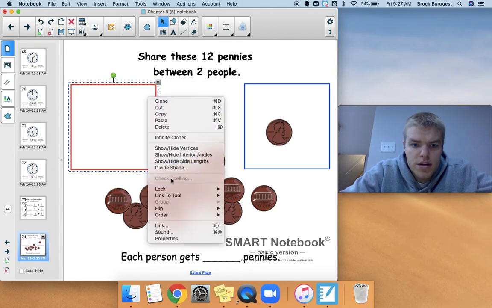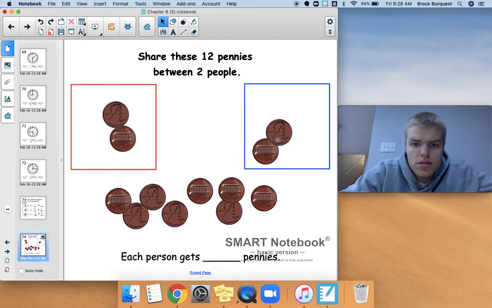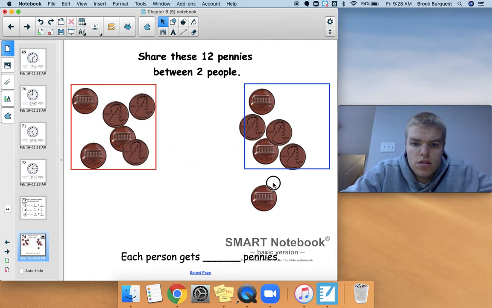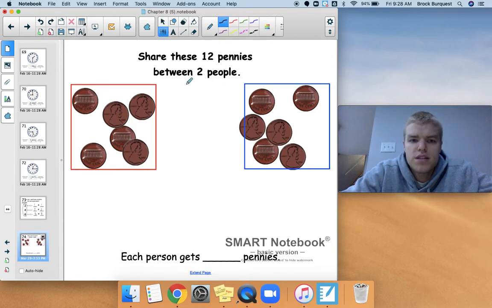Sorry, friends, it kind of disappeared. There we go. 1, 2. And I'm going to keep splitting them like that. Now that all my pennies are gone, let's check. 1, 2, 3, 4, 5, 6. 1, 2, 3, 4, 5, 6. 6 and 6 are the same number, so each person would get 6 pennies.